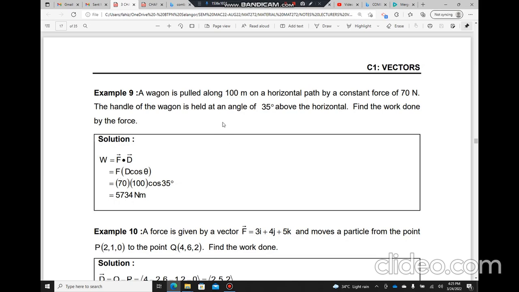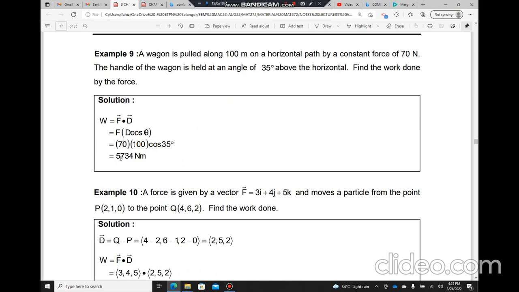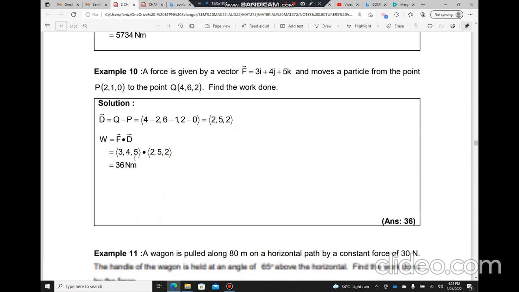F is 70 because it is the force, so you substitute with 70. D is displacement, or distance, which means 100 meter. So 100 cos theta, where theta equals 35. So cos 35, and we get 5734 Newton meter. This is the value for the work done. Okay, so you can complete here.